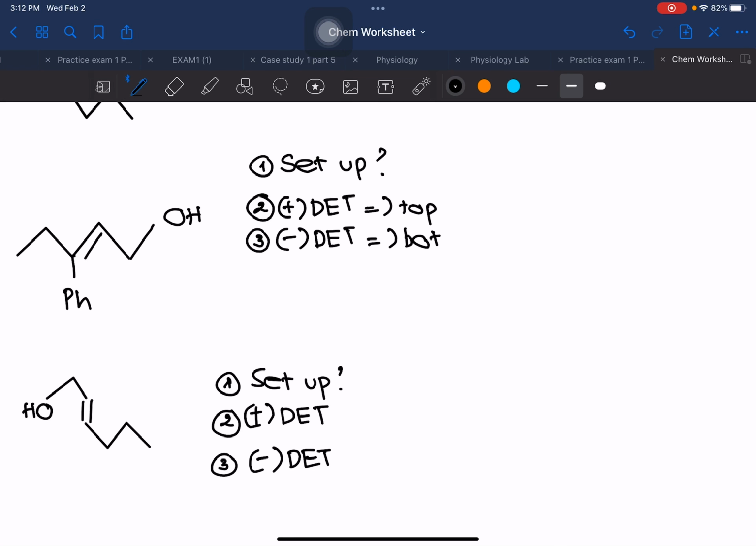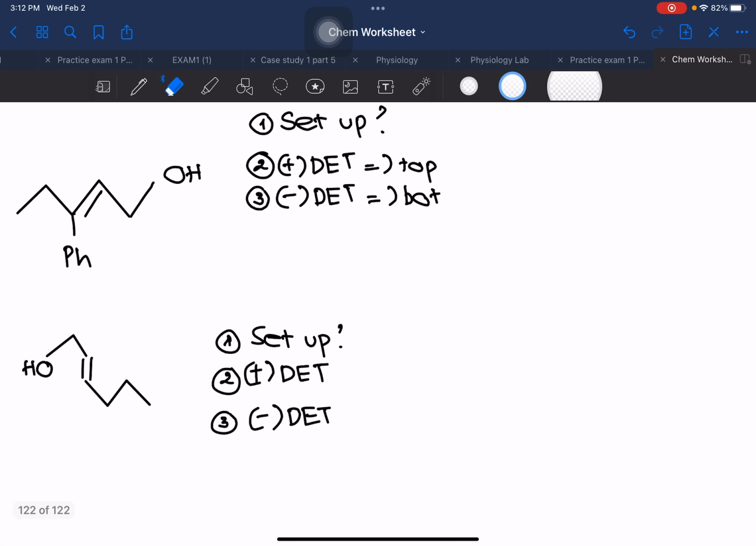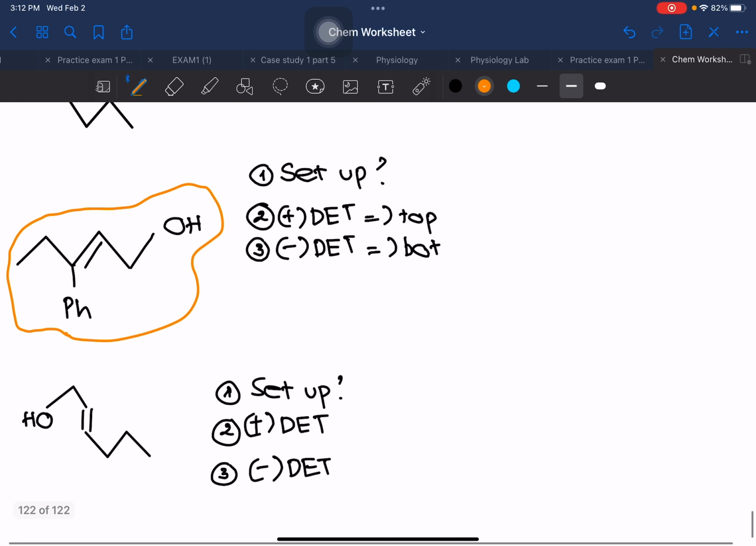Okay, hey guys. So this one is my attempt to explain to you guys how you can predict the product of a Sharpless reagent. Okay, so first of all, if you're given this thing right here, we use the exact same problem that Dr. Nali brought up in class so that we are better at predicting the product and we have a way to verify it. So first off, you have to set it up. How do you set it up?